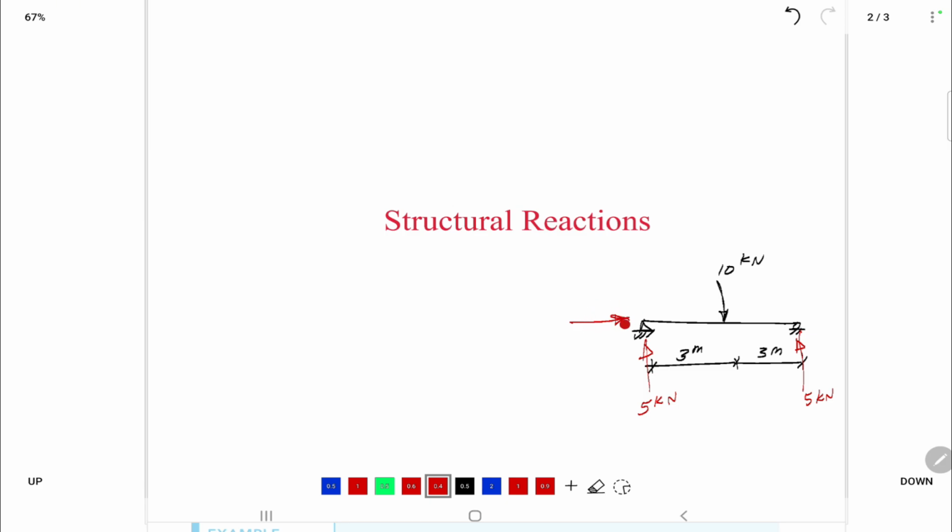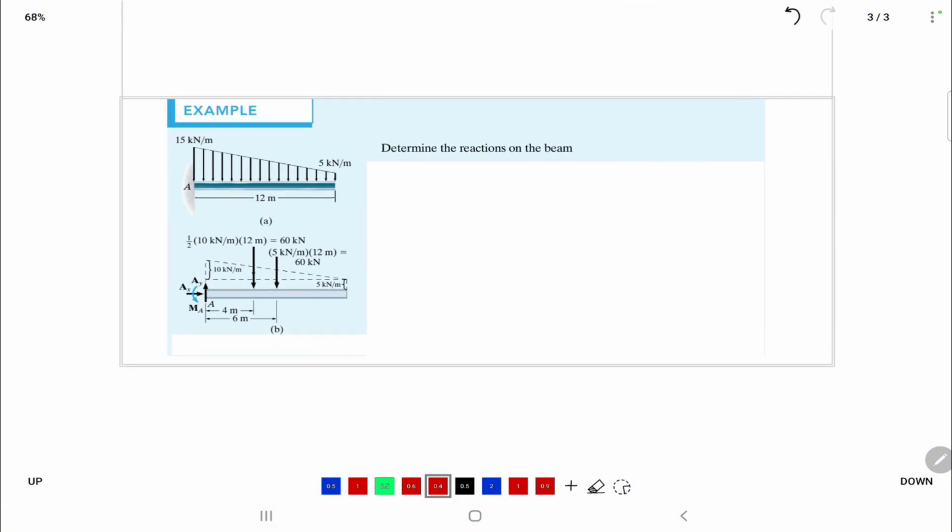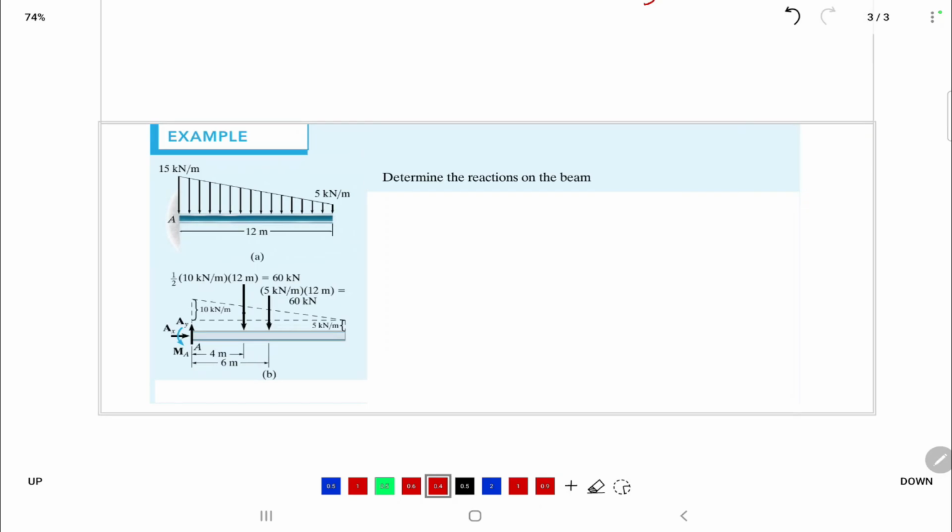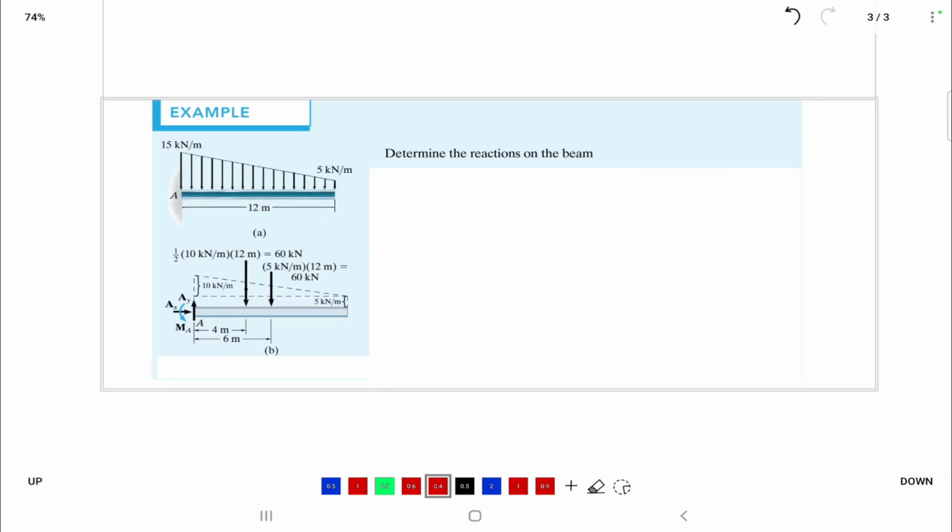So this one equals 0. Why? Because sigma Fx equals 0, so we have only this one. There is no other horizontal force, so this one will be 0. Now we will discuss another, somewhat more complicated example.